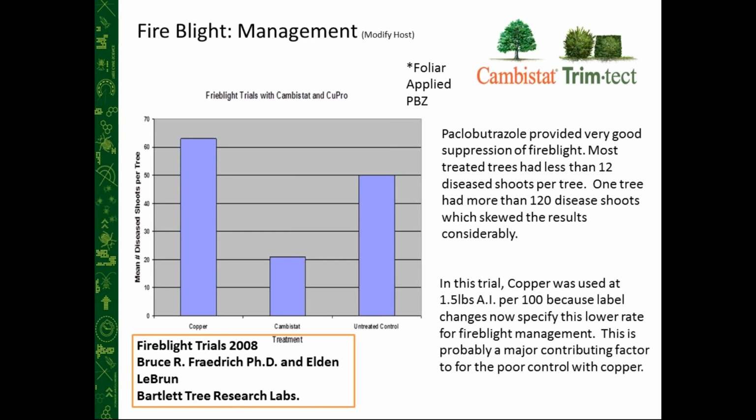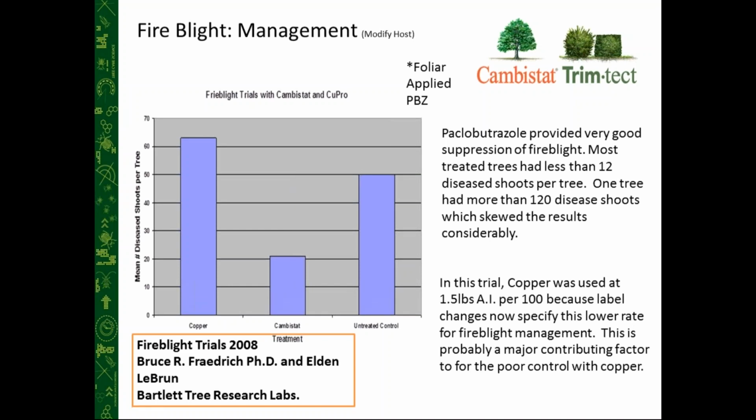Here is another trial just to show that again. In this case, you'll look at this copper and you'll say, oh, well, that copper's not doing as well. In this case, part of the trial design was seeing if we could get adequate control of fire blight using reduced rates of copper. And so again, the conclusion was we definitely don't want to reduce our rates of copper, but also, when we're comparing this to our Canvastat treatments, we are getting really great control of fire blight.